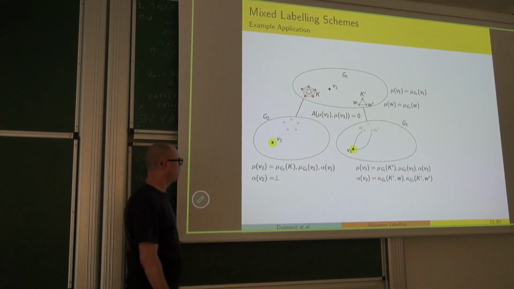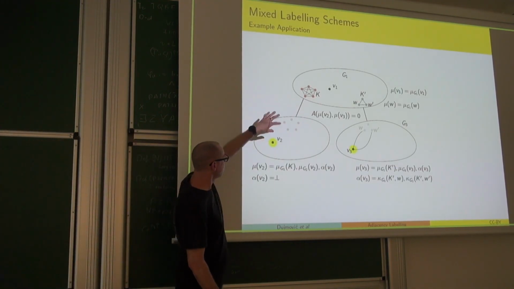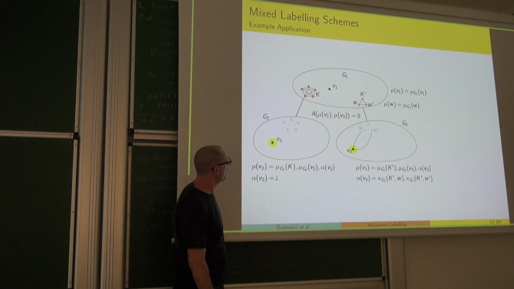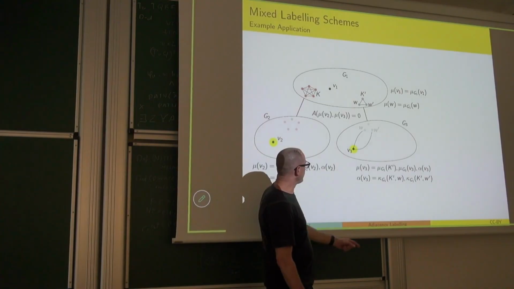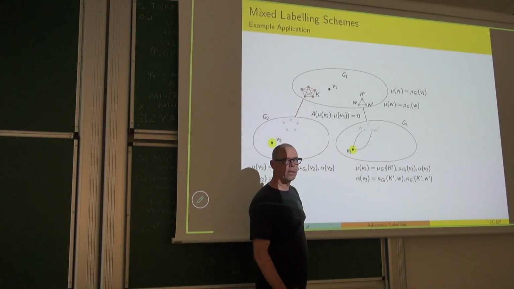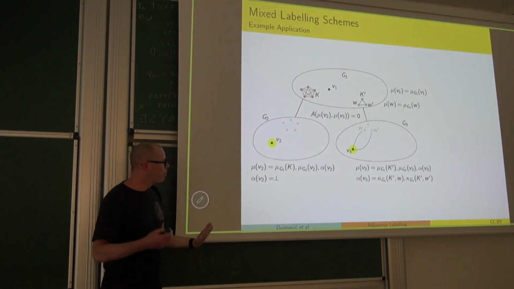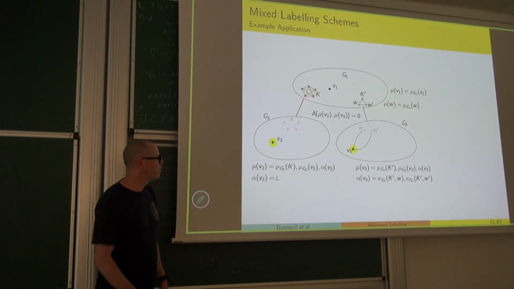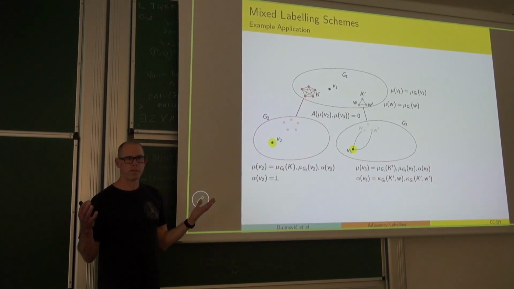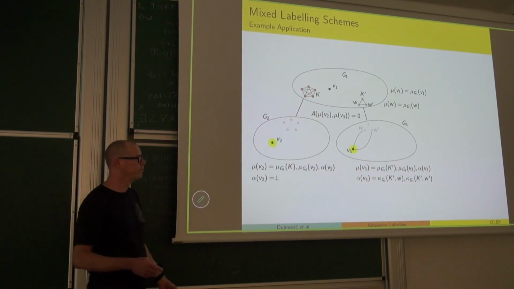Well, the label for V2 says if you want to get to the graph where V2 first appears, you start at the root and pass through this clique K. If you want to get to V3, you start at the root and pass through this clique K prime. K and K prime are not the same clique because they have different labels, and so you realize V2 and V3 cannot be adjacent. The answer is no, right away.